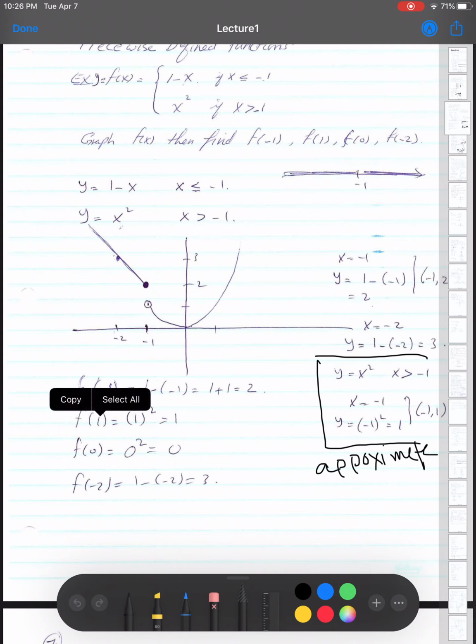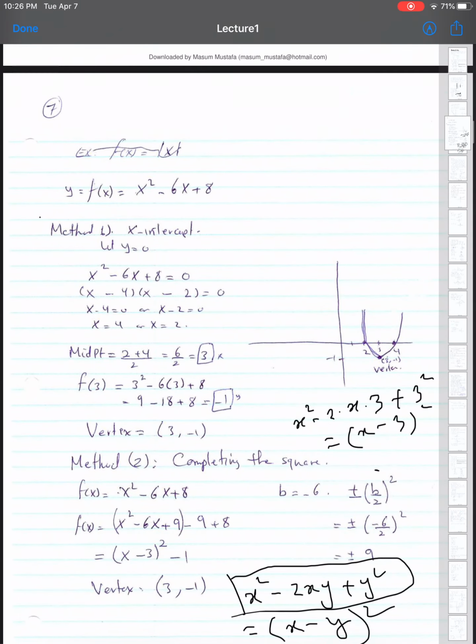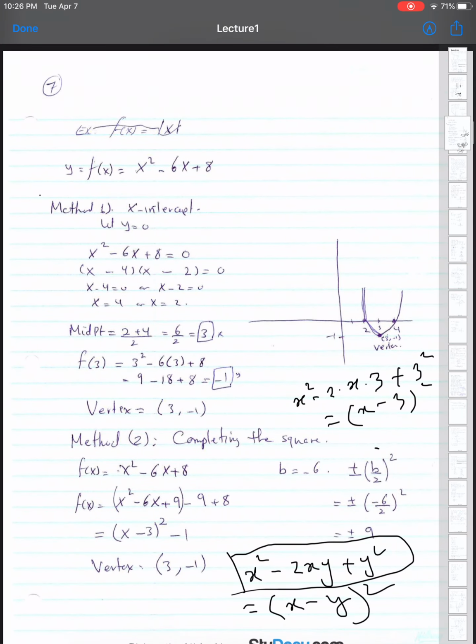These two values are from this domain. For f of 1, this function doesn't exist in this domain. So in this domain, f of 1, we know it's a parabola, so f of 1 is equal to 1, and f of 0 is the origin. Okay, now the question that we didn't do earlier, we'll try to solve that.